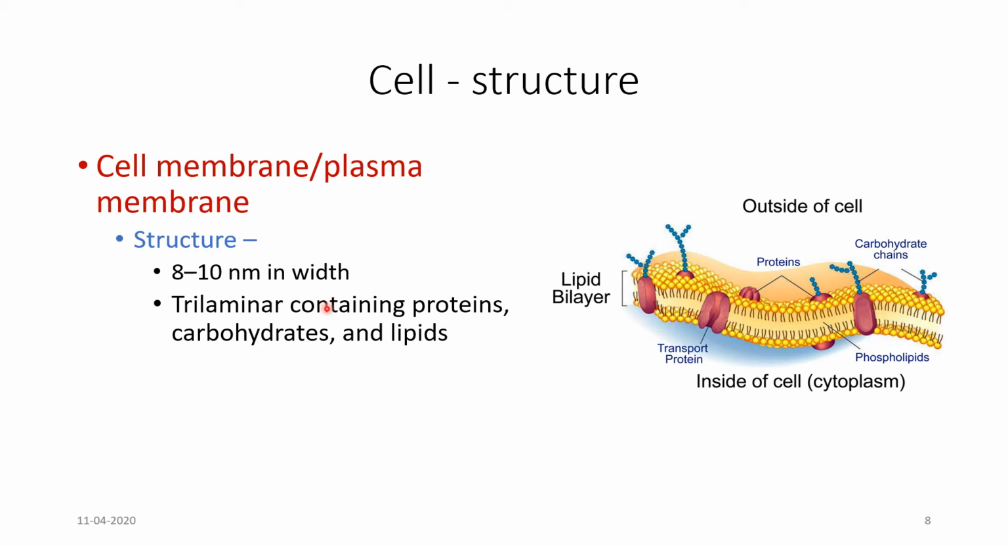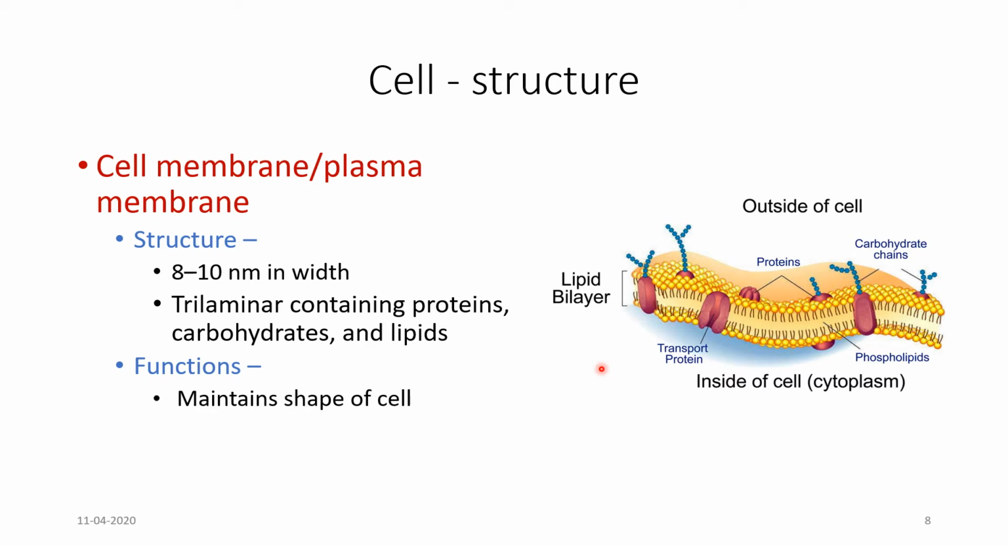So the trilaminar cell membrane contains the proteins, carbohydrates and lipids. Here you can see the fluid mosaic model of the cell membrane, which contains the proteins, the carbohydrates and the lipids. And what is the function of the cell membrane?